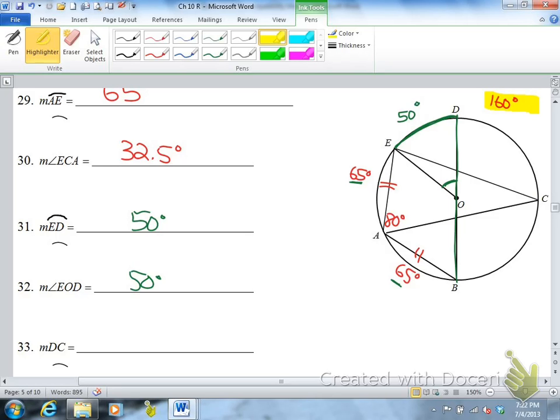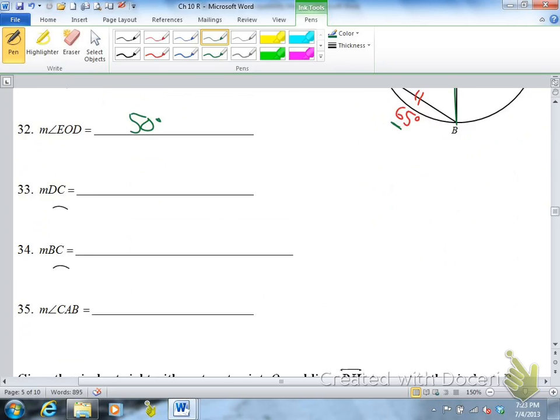Finally, I get to use that observation I made way at the beginning, that we have this inscribed angle right here. That right there. And the intercepted arc is all the way around there, which is EC, which is what we're asked for, and the answer to 33 is 160.